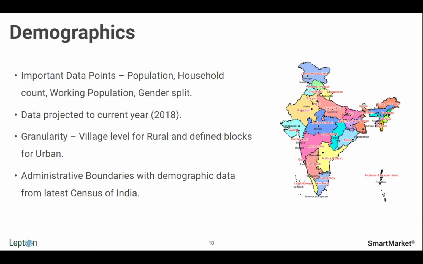If I talk about certain data sets which are used in the Smart Market solution, there are demographic parameters: population, household count, working population, number of males, number of females. Granularity of the data is available at village level and at the block level for urban areas. We also have administrative boundaries and demographic data from the census of India.